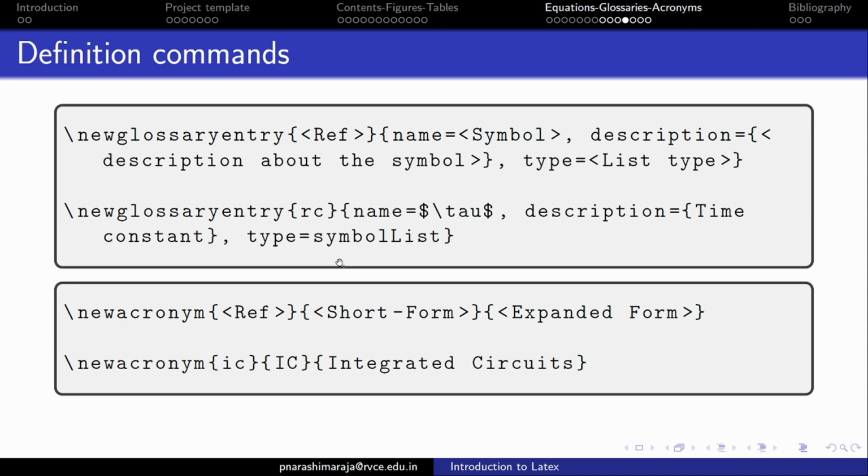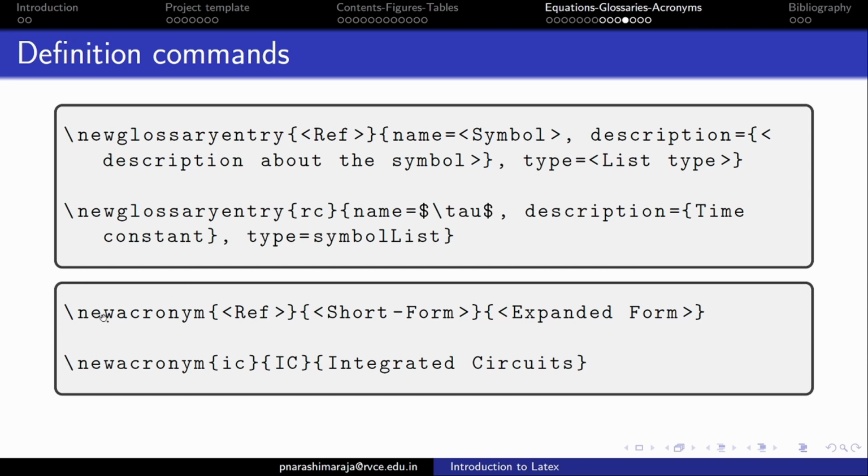so the new glossary command helps us to define the symbol tau inside the document and also places the description under the list of symbol page automatically. And here the reference name you define in the first curly braces will create a reference name, which is similar to the label command as we discussed earlier. So we'll be using this reference name, which in this case the RC, inside the report to display them later.